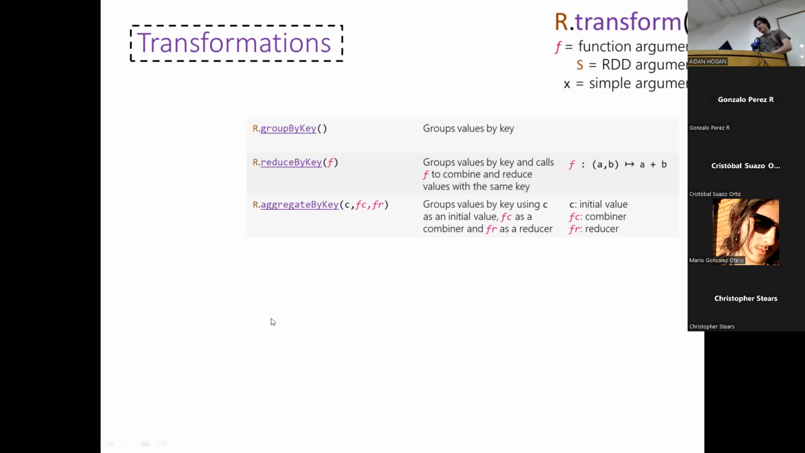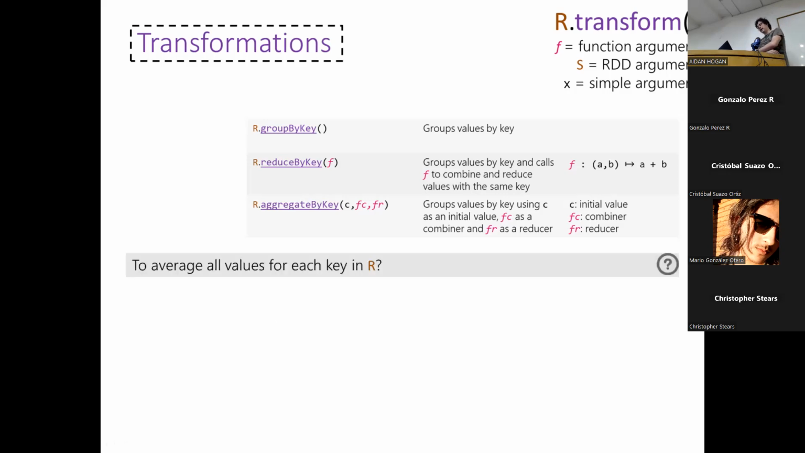So let's look at an example where we don't want to use reduce by key. We rather want to use aggregate by key. Let's say we wanted to take the average of all of the values for each key in OR. The average is different because it's not commutative and associative. So we can't just take averages of some of the intermediate values and then average those intermediate values.